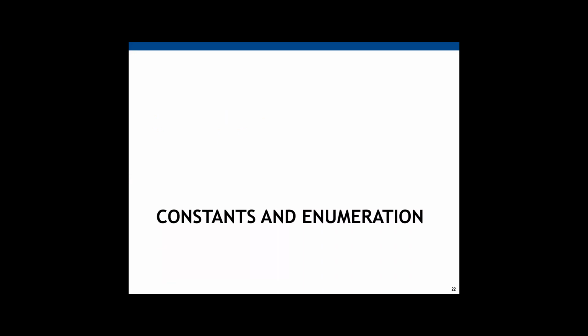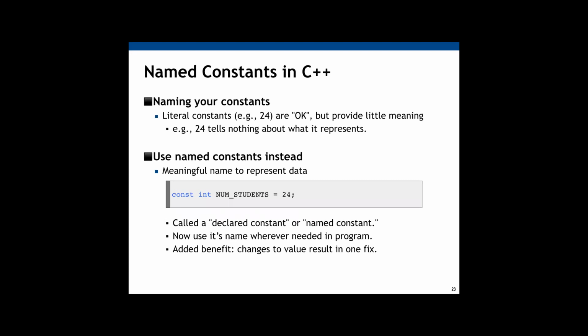Okay, now let's look at constants and enumerations. So let's first look at the named constants. So what are named constants in C++? As the name suggests, it is about naming constants. Assume that a program uses the literal constant 24. It's okay to use 24. The C++ compiler will not complain about it. The program will successfully compile even if you use literal constants, the 24.